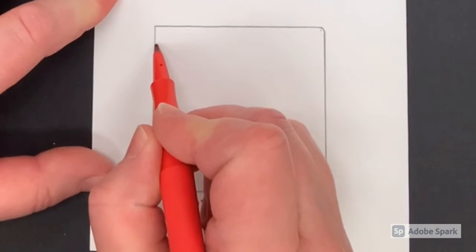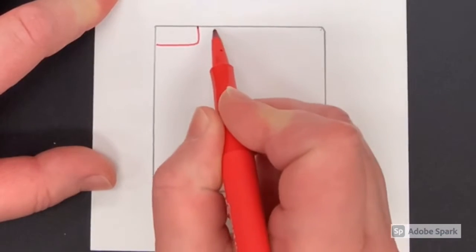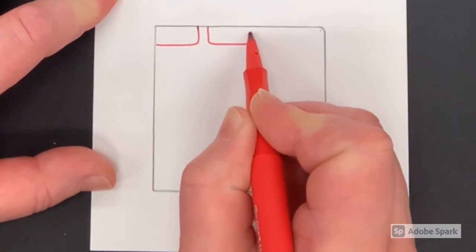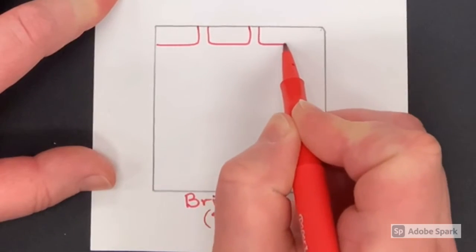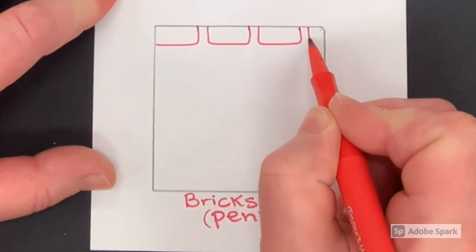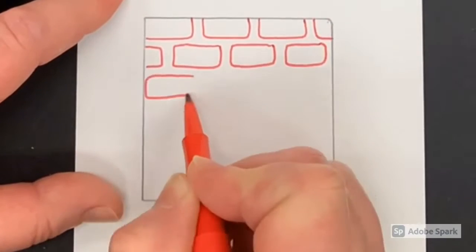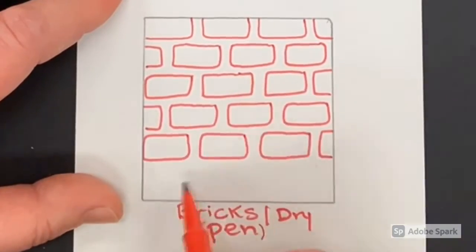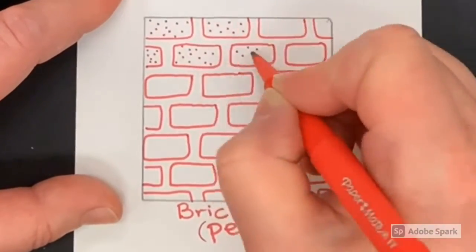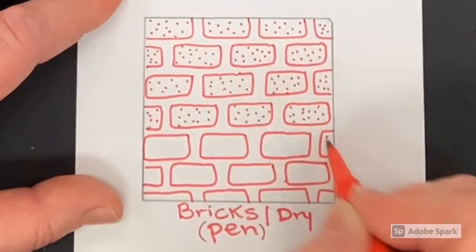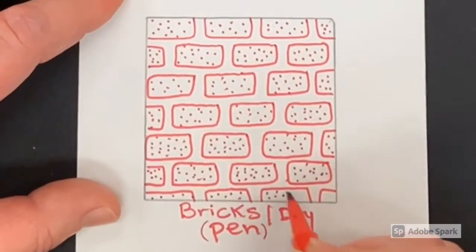The recommended media for bricks or a dry texture is pen or marker. You're going to draw freehand rectangles and leave a space in between them. You're going to scaffold them and continue this process throughout the entire space. Remember to scaffold each row and also to keep a space in between each brick. To add the dry texture inside the bricks, it's recommended that you use stipple.